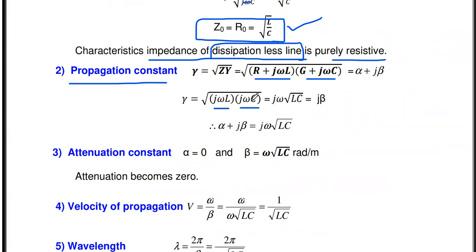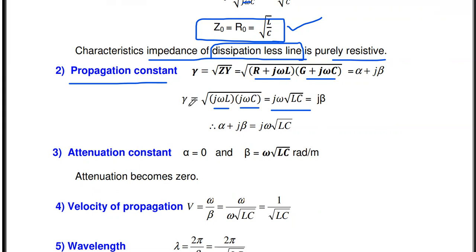So if you multiply these two terms, we get j omega squared L into C, under the square root. Taking j omega outside the square root, we get j omega into root of LC. So this is the propagation constant of our zero dissipation line.